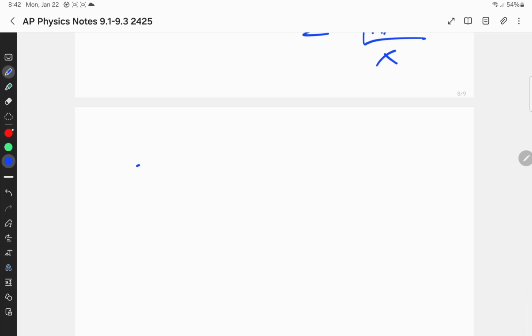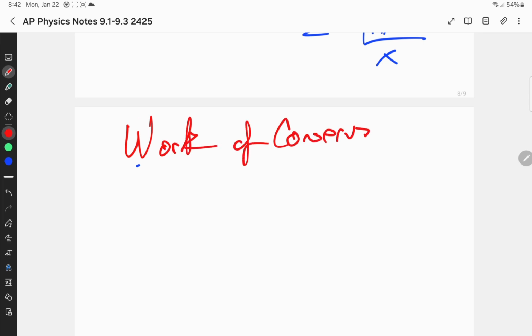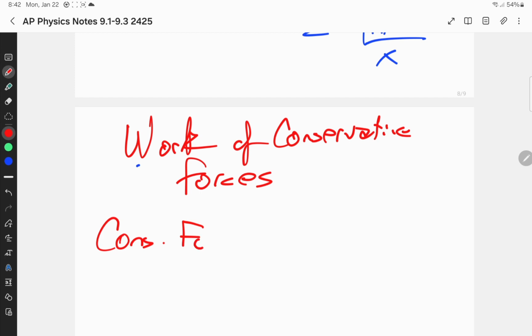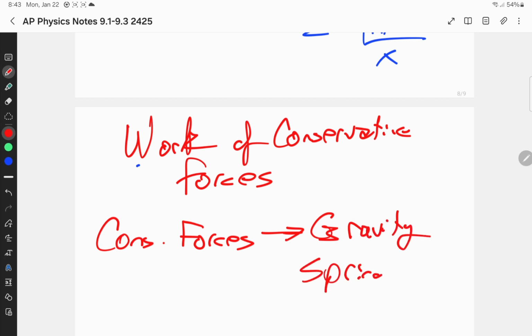All right? So remember, all right, so let's talk about the work done by conservative forces. So remember, a conservative force is essentially any force that has a form of potential energy associated with it, right? So what are our conservative forces? So for us, really, there's only 2. Gravity is a conservative force, and springs are conservative forces, right?